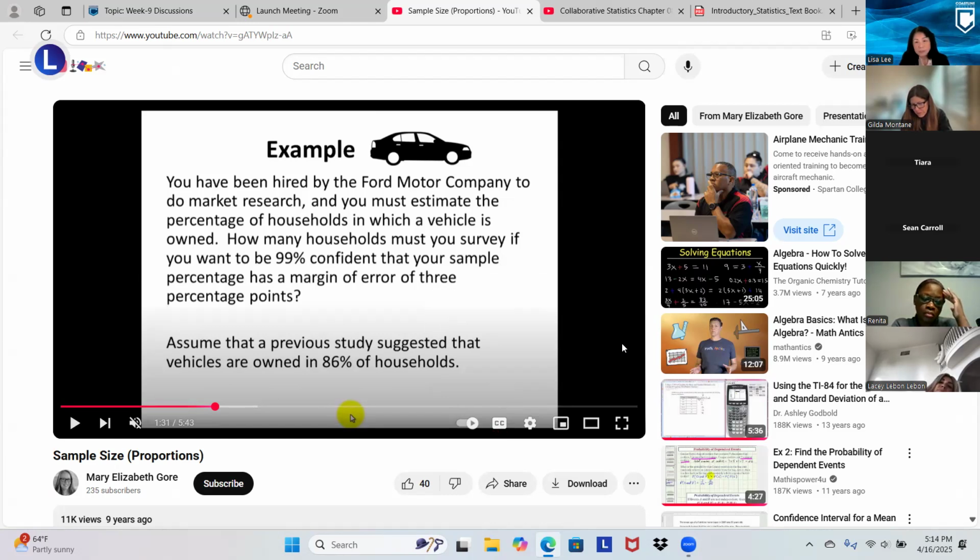So that 2.575, how can we find this? You can either use a graphing calculator or you can use a Z-score table. Have you been using a Z-score table? At the end of the textbook, we have a Z-score table, okay?